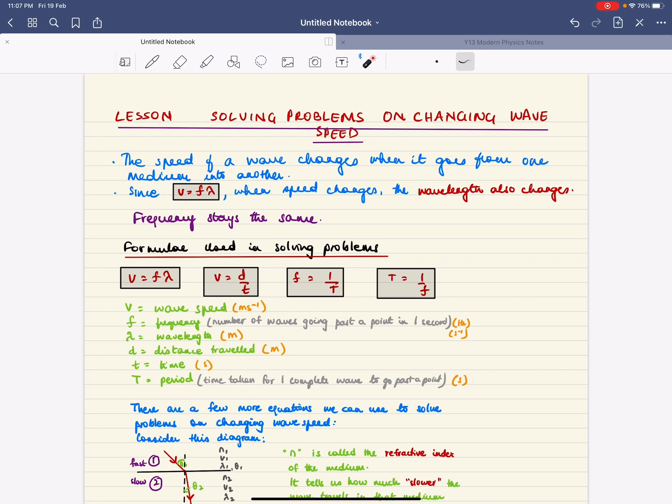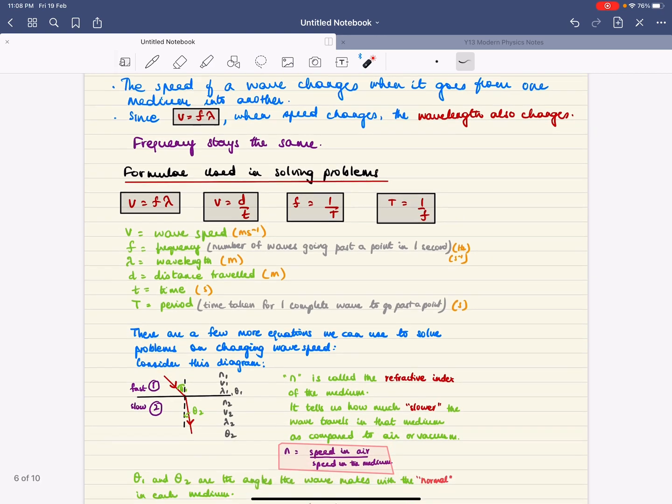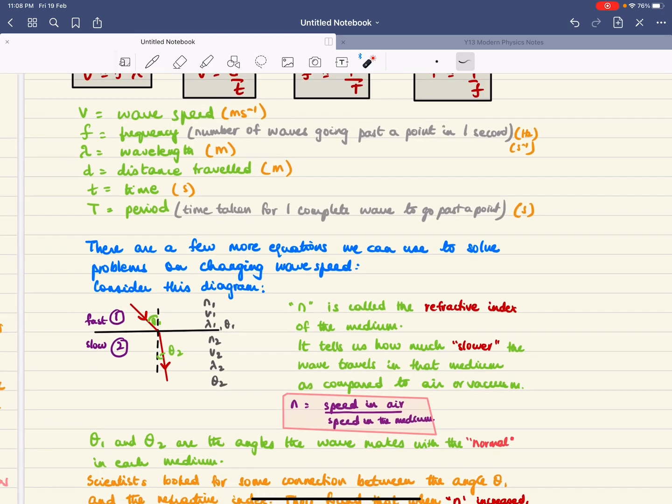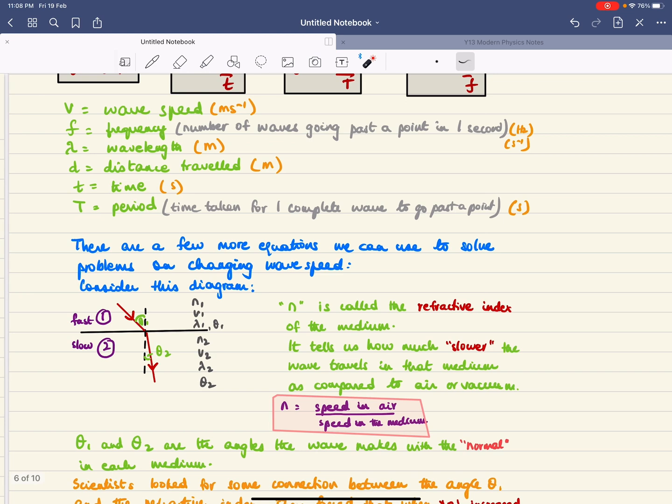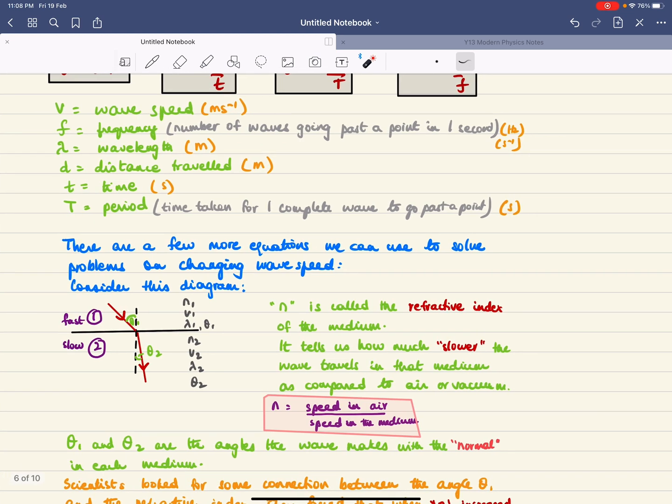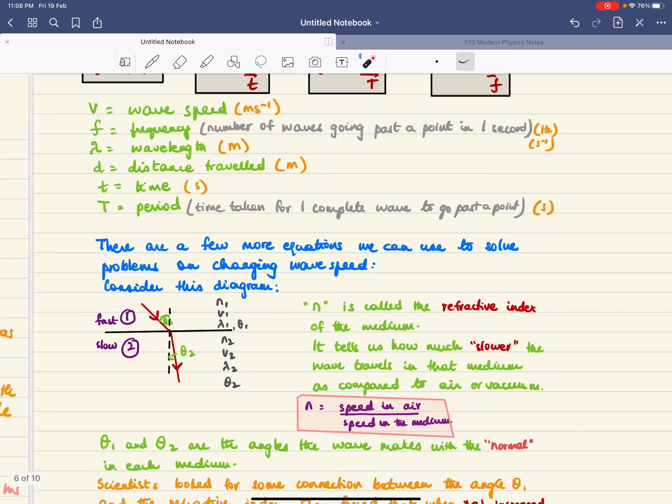Now there are several formulae we can use to solve these problems, and I've listed them here. v equals f lambda, which is the wave equation, or if you've got distance and time, you can still calculate speed. Frequency and period: f is 1 over T, or T is 1 over f. Now there are a few more equations and these are new, which we'll be learning in light as well. So I'll just explain this part because that's a new bit.